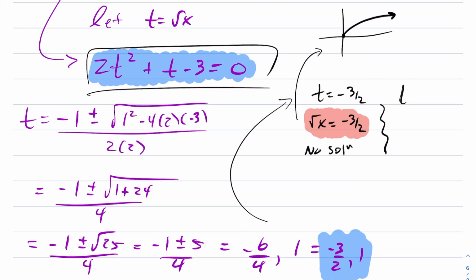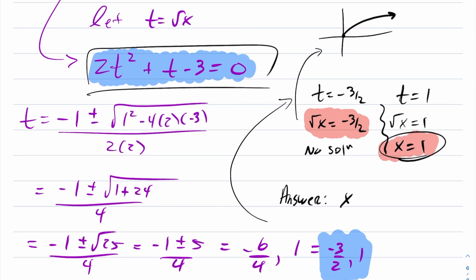On the other side, we found that t is equal to 1, in which case the root of x is 1. Squaring both sides, you get x is 1, and that is in fact a solution. So the answer is x is equal to 1. All right, let's look at another example.